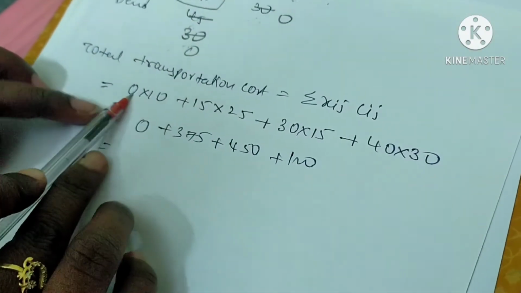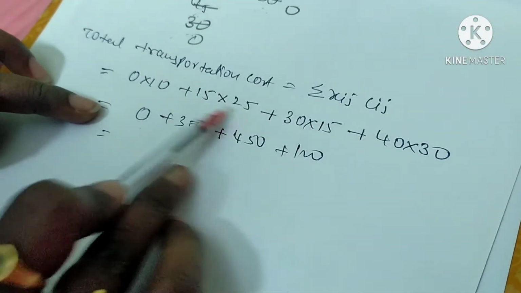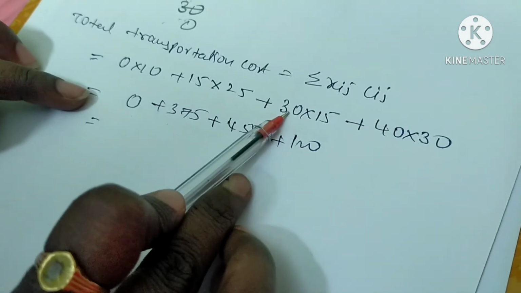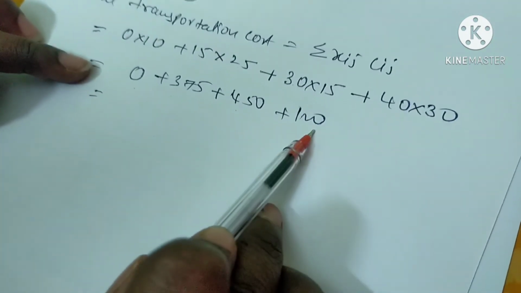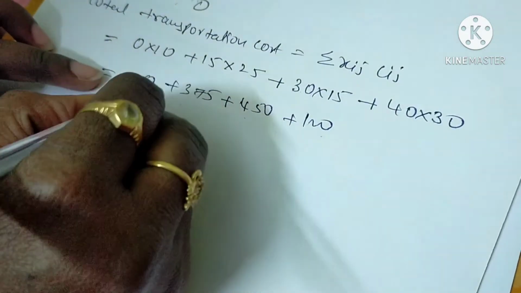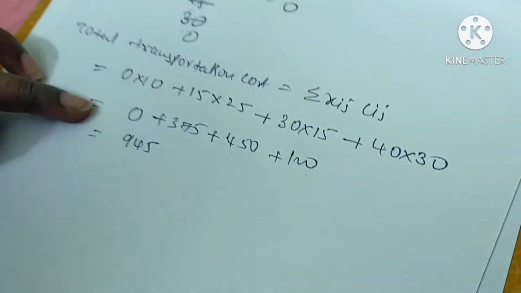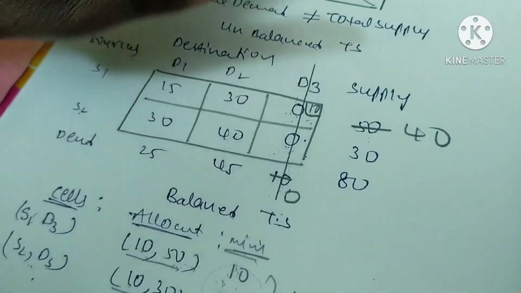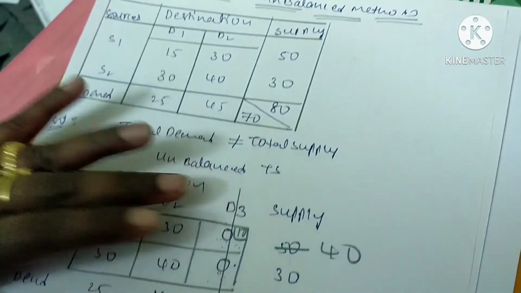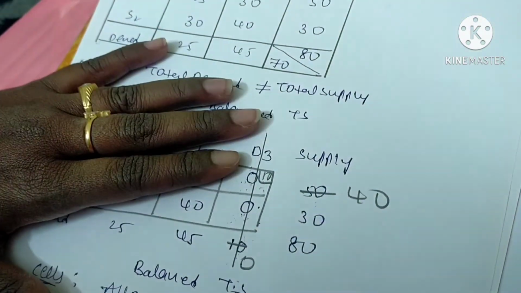Here 0 into 10, 0. 15 into 25 is 375. 30 into 15 is 450. 40 into 30 is 120. Add all the values, how much we will get? 945. Okay, like that you have to calculate and you have to convert this unbalanced into balance. Then you have to apply the method.